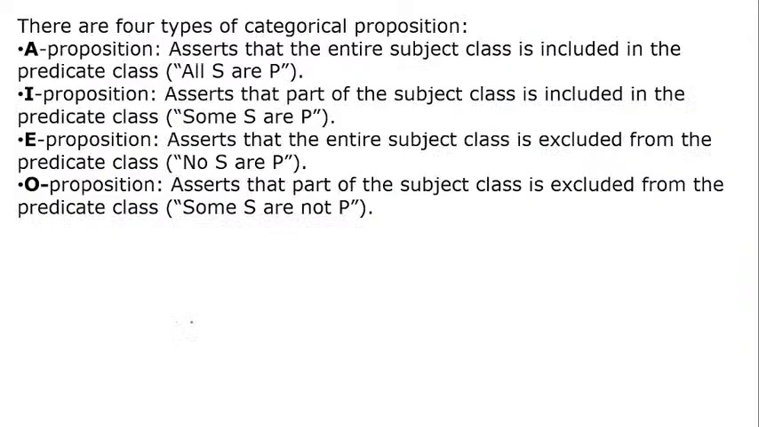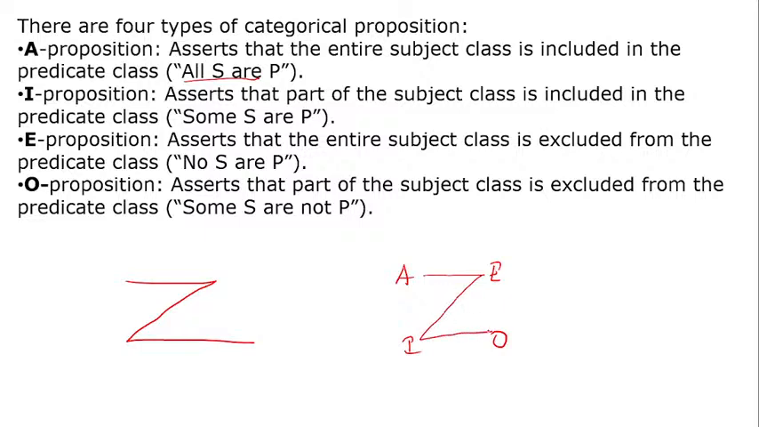Now, there are four types of categorical proposition which I showed you in the previous slide. A is the one in which you see the words like "All S are P." I means "Some S are P," E means "No S are P," and O means "Some S are not P." So it is drawn something like this. Do you know how to draw a Z? Yes, I know all those students are live who know how to draw a Z. So it is something like this: A, E, I, and O. This is how you draw the diagram of categorical proposition, or the classical square of proposition. You draw Z and you write here A, E, I, and O.